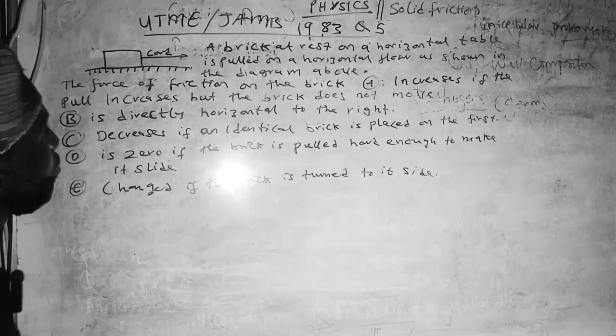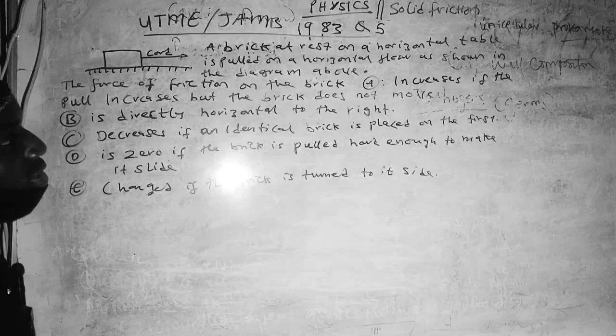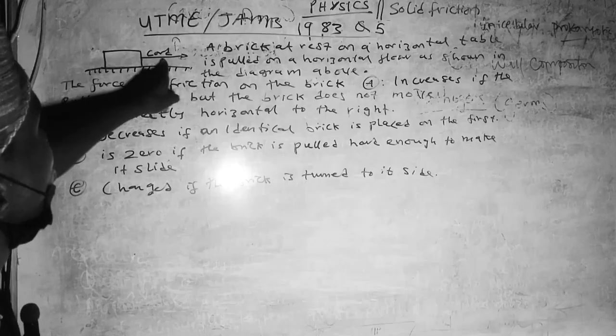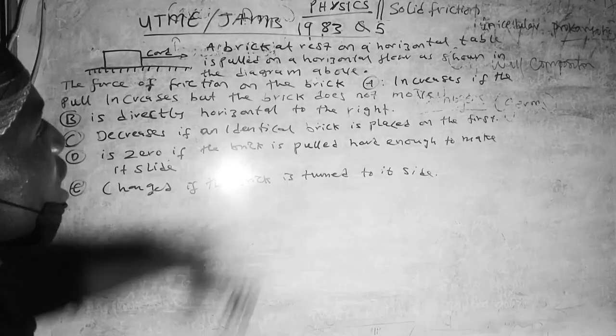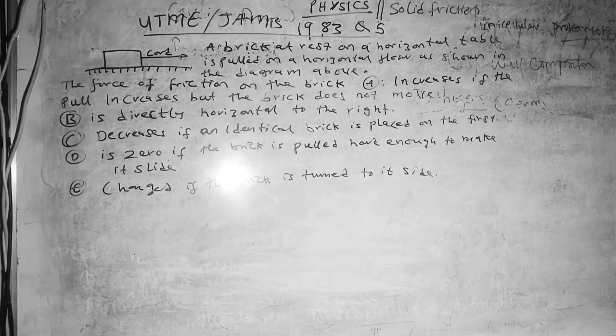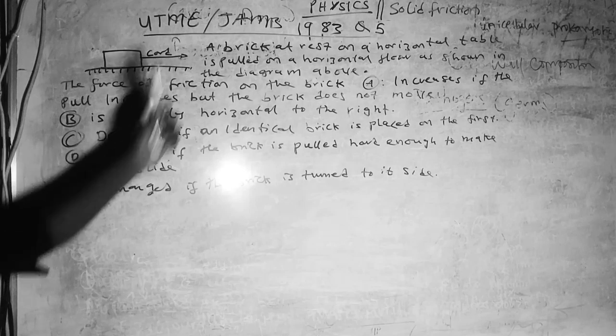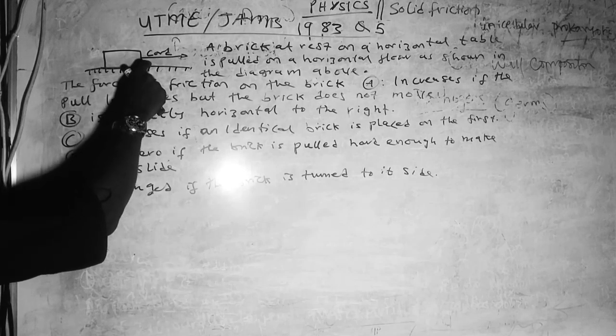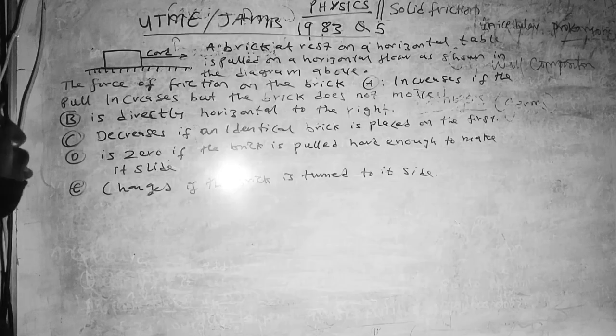So guys, we are still on 1983 question 5. We are having a brick on a floor which is pulled by a block. A brick at rest on a horizontal table is pulled on a horizontal floor as shown in the diagram above. They want us to know the correct answer for this. What will happen to the force of friction on the block? That is the friction between the brick and the floor. You understand? The force of friction on the brick.